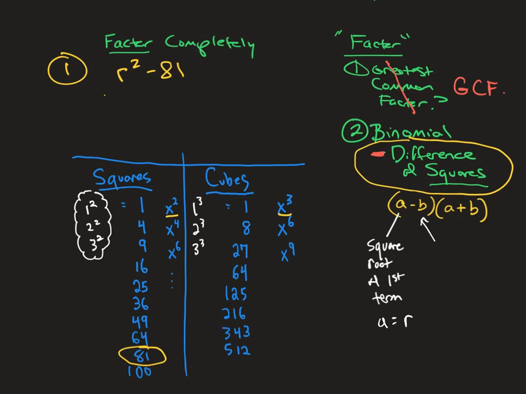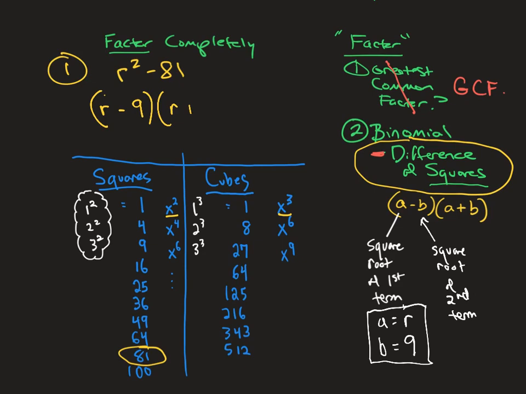B then is the square root of the second term. The square root of 81 is 9, just like the square root of 25 is 5. The square root of 36 is 6. So b in this case is 9. So basically all you're going to do, once you've got a and b, you're just going to set a minus b and then a plus b. So back up here to the r squared minus 81. A minus b, a plus b.